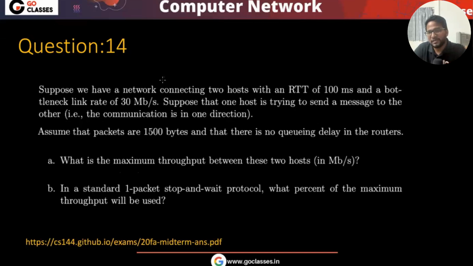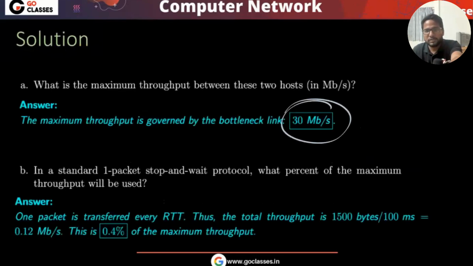See, they are not telling you any other protocol information or any other limitation. They are saying that you have this as the bottleneck speed, and this is the RTT, that is fine. But this is the bottleneck speed. So if you make use of this bottleneck speed at maximum, then this will be the maximum throughput. So the maximum throughput that you can have is basically 30 Mbps. This is governed by the bottleneck link.